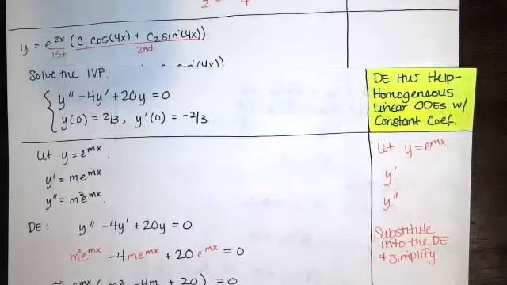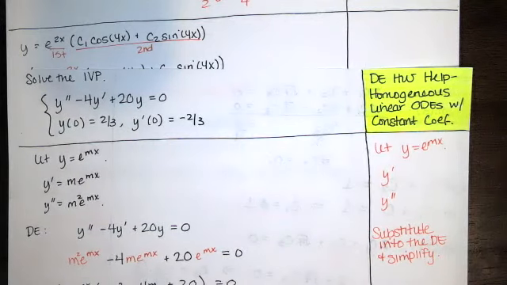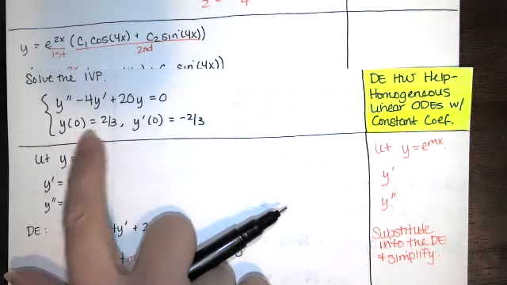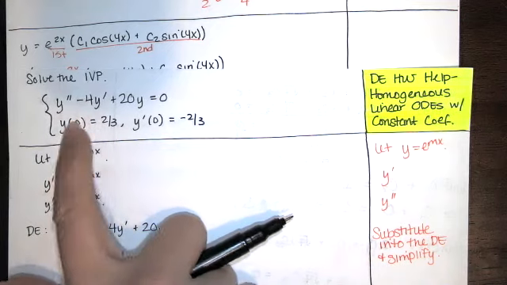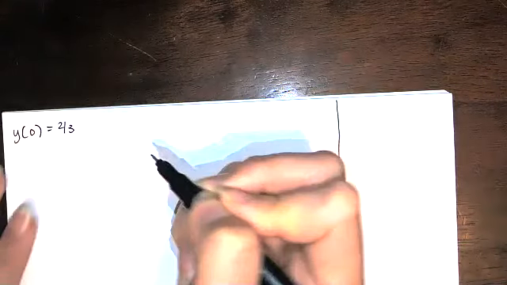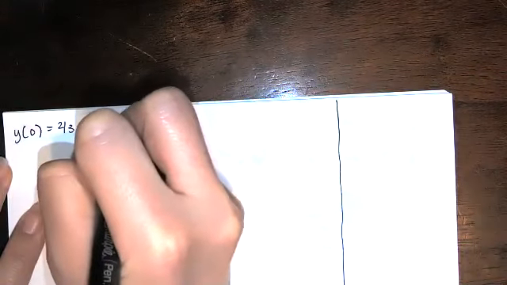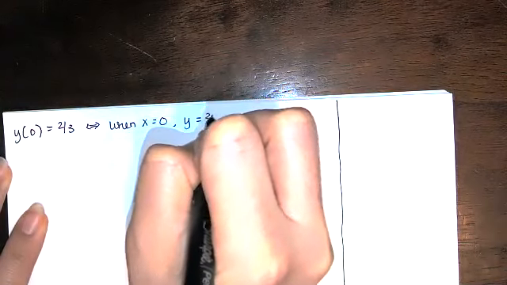Now we can put those pieces together to come up with our two equations and two unknowns. We're going to use the first initial condition to get our first equation involving c1 and c2. So the first initial condition says this: y of 0 equals 2/3. What that means is that when x equals 0, y is equal to 2/3.